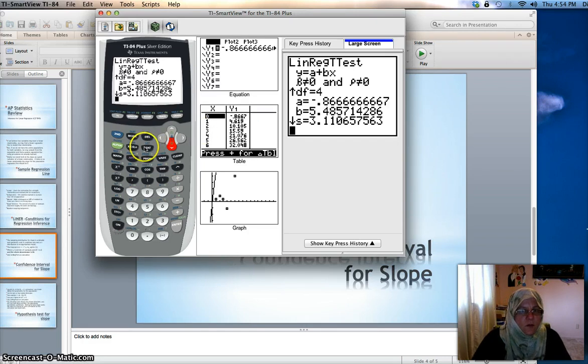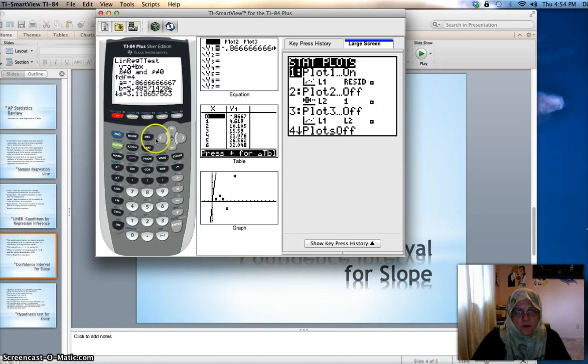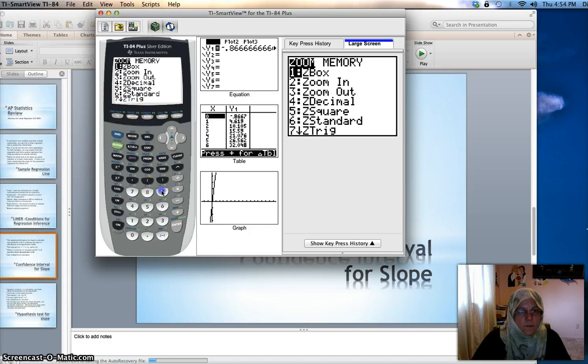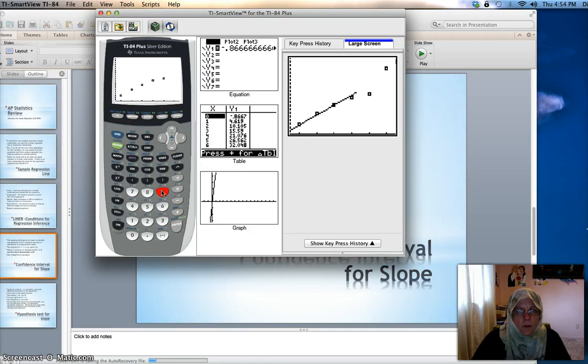Okay, so now that we've done all that, I ought to go look at the graph because I need to check the conditions after the fact, basically. So I need to change this to list 2 and zoom 9. Oh, I hate when it does that. Zoom 9. So it looks really good down here. I'm not so sure about up here. Looks okay for the most part.